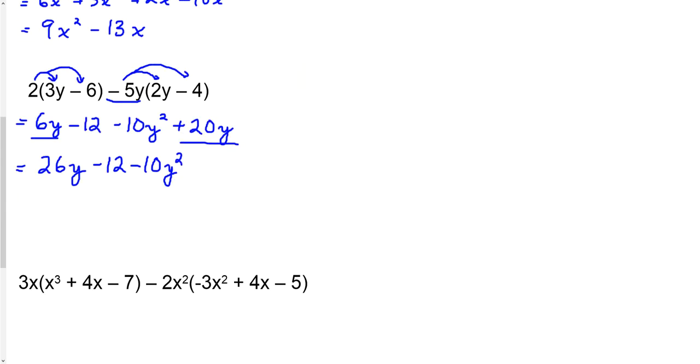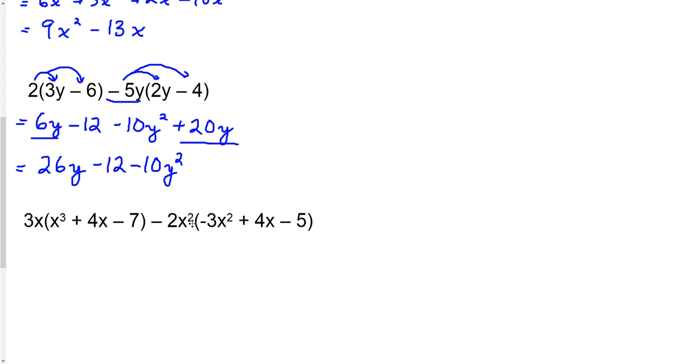All right, and it doesn't matter how many terms we have in the brackets here. We're going to do these questions exactly the same way. So we've got 3x times x cubed plus 4x minus 7, minus 2x squared times 3x squared plus 4x minus 5. Let's just take this step by step.